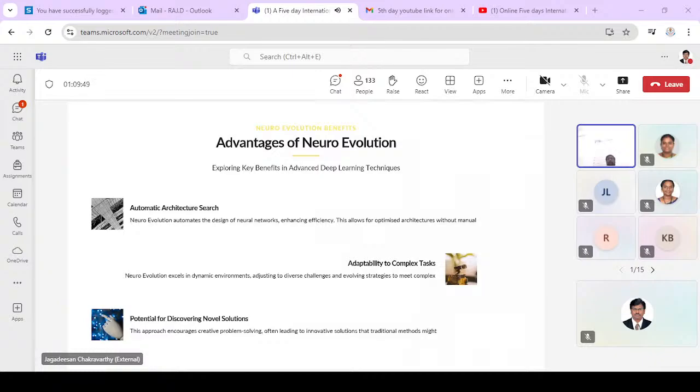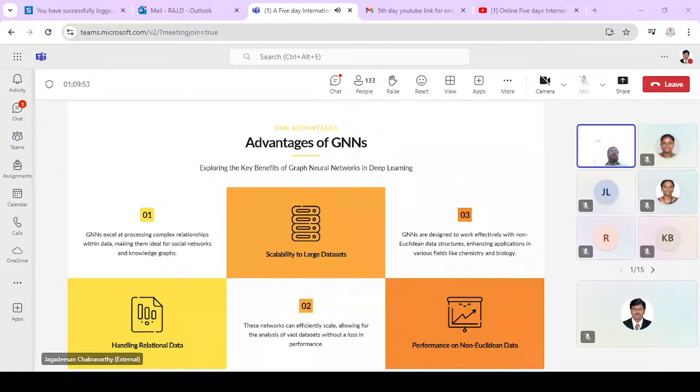Advantages of GNNs. GNNs excel at processing complex relationships within data, making them ideal for social networks. If a person is doing research in social networks, he or she should touch on GNNs. Surely a person doing research in social network applications should know graph neural networks. Then their work will become easier, to find what the problem is and how it can be solved. GNNs make them ideal for social networks and knowledge graphs.